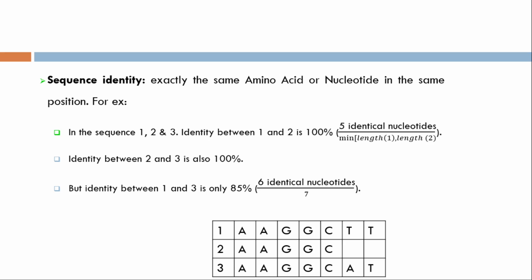And if you want to check the sequence identity between sequence number 1 and sequence number 3, you can compare. There are 6 identical nucleotides. At this particular position, sequence number 1 has T but sequence number 3 has A. So 6 identical nucleotides, divided by the total length: sequence number 1 is 7 and sequence number 3 also has 7 bases. So I simply put 6 divided by 7 multiplied by 100, which comes to around 85%. This is the way you can calculate the sequence identity between two sequences.